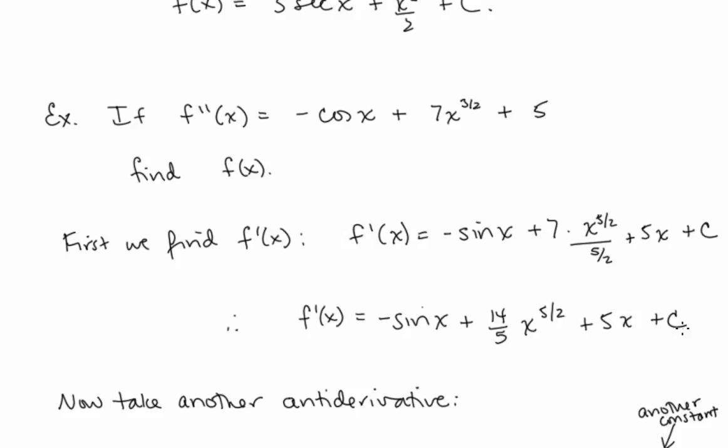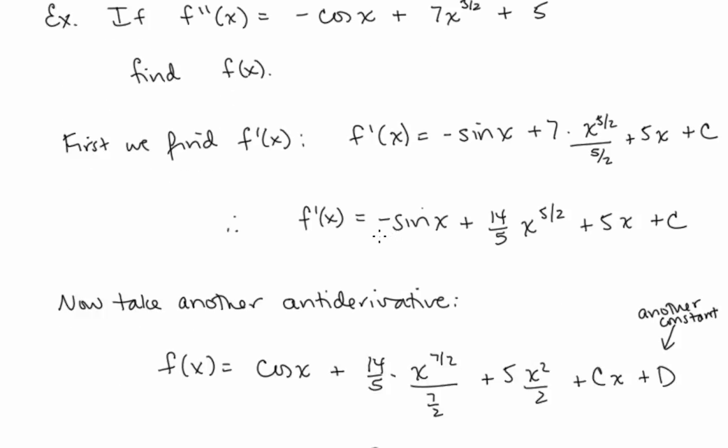So this is a representation for f prime. And notice it's a family of functions because we have a constant here. But we were asked to find f. So let's take another antiderivative. The antiderivative of negative sine x is equal to cosine x. Here our 14/5 carries, and we have x to the 5 halves, so we want to add 1 to that power. We get x to the 7 halves over 7 halves, plus the constant multiple of 5 carries.